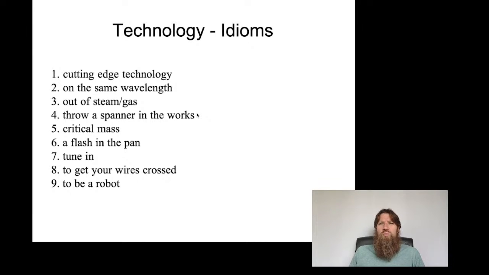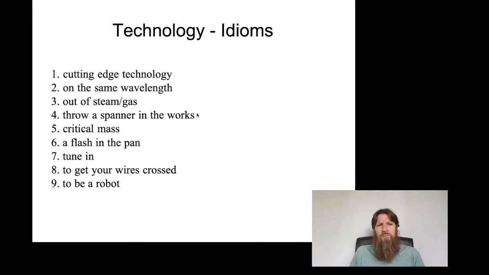Number 9, to be a robot. So I know a lot of people like to direct this at certain types of students. To be a robot means, this is very similar to be a sheep. So to be a robot is the technological idiomatic expression of to be a sheep. But to be a sheep is more like being a follower.